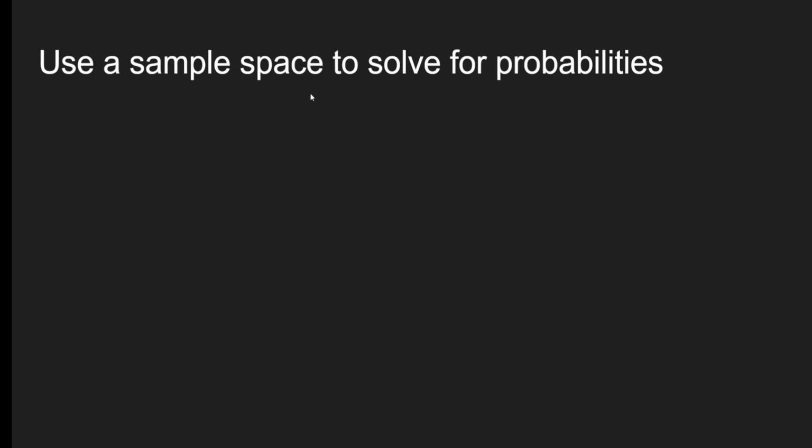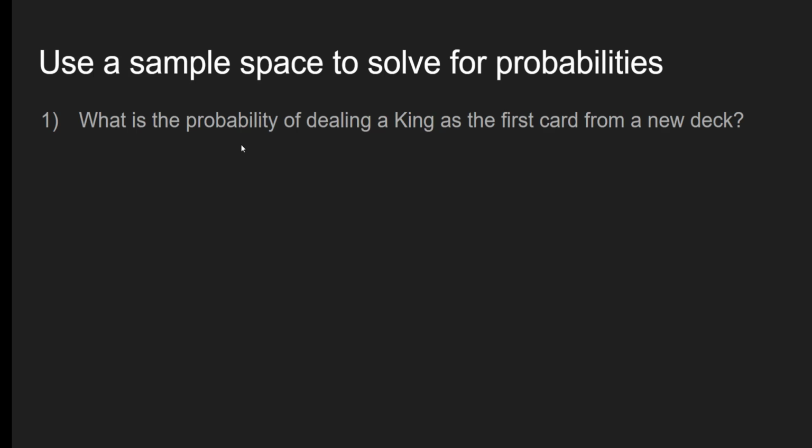We will use that sample space to solve for a few probabilities related to a deck of cards. The first question is about a king. So what is the probability of dealing a king as the first card from a new deck? Now, the probability of an event here, we need to find the total number of ways that event occurs and divide by the total number of possible outcomes. There are 4 kings in a standard deck, so we could use the numerator 4 for the number of kings. The number of cards would be 52, so 4 divided by 52 is an appropriate answer here.